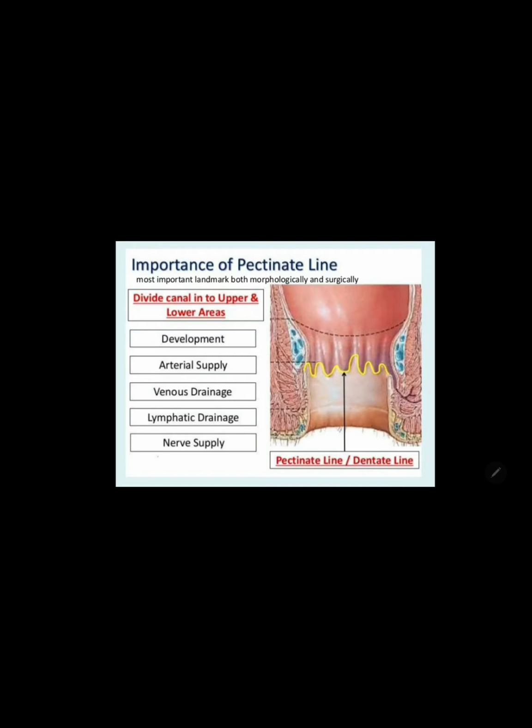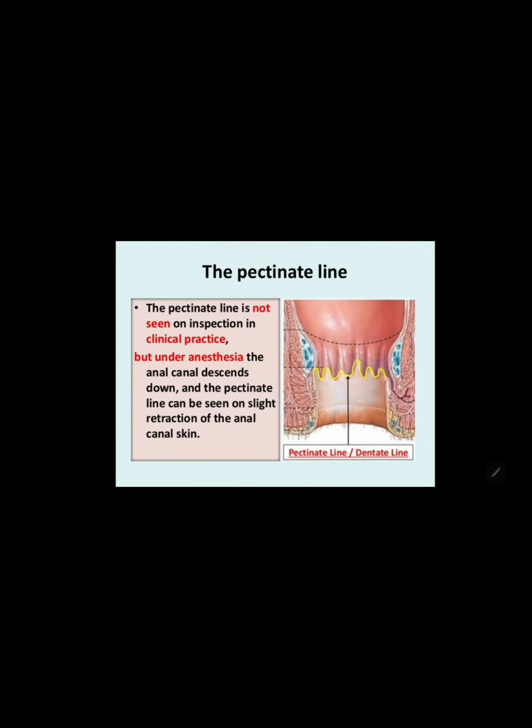And coming to the importance of this pectinate line, also called the dentate line, it divides the anal canal into upper and lower areas. Development wise it is different. Above the pectinate line, the part of the anal canal is derived from the endoderm, whereas below it is derived from the ectoderm. And arterial supply also differs, which you can see in this table in detail.